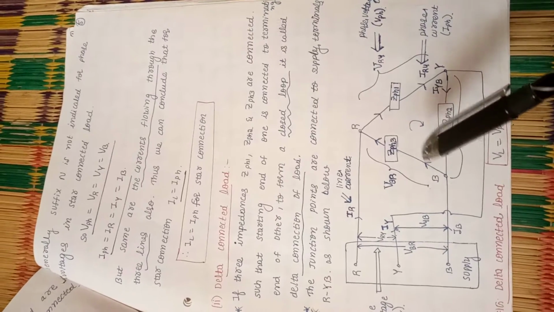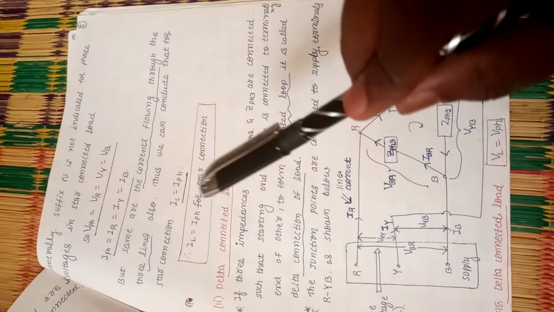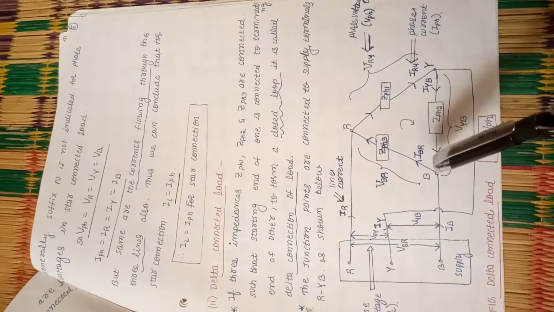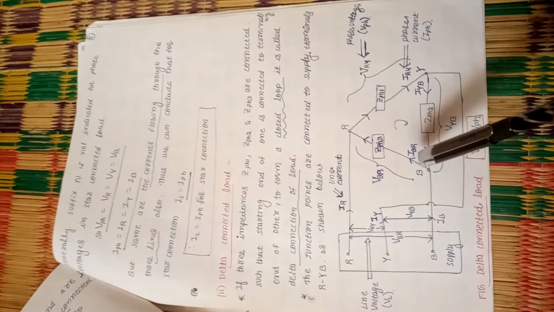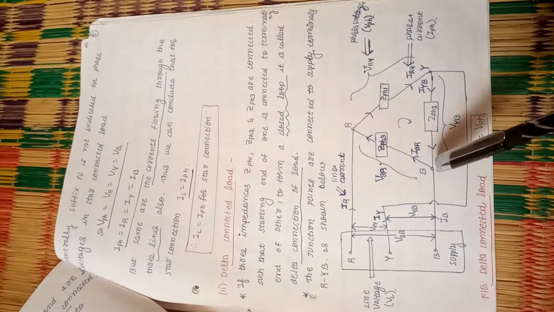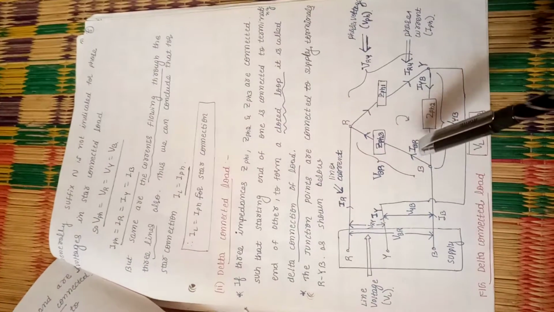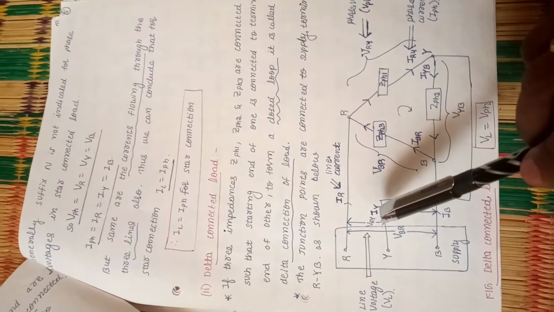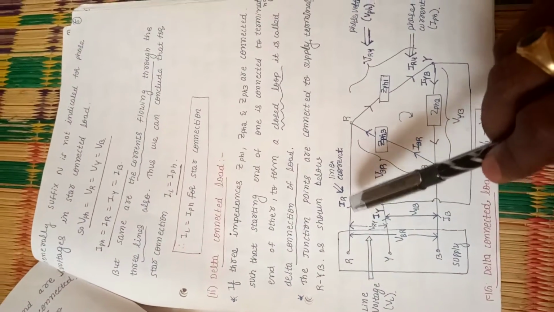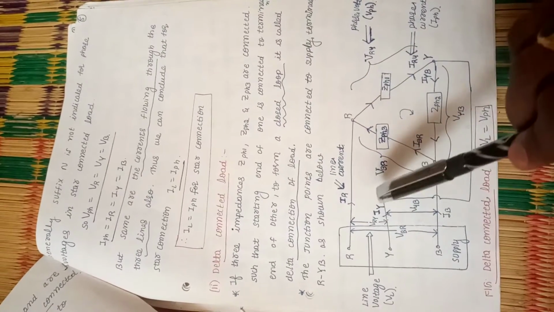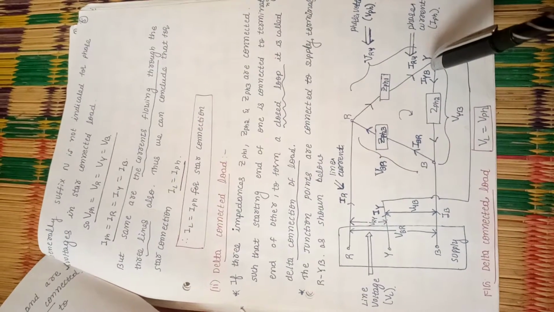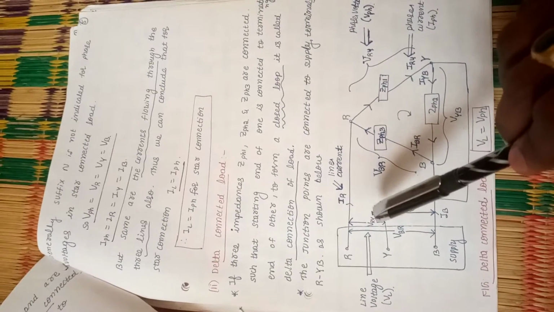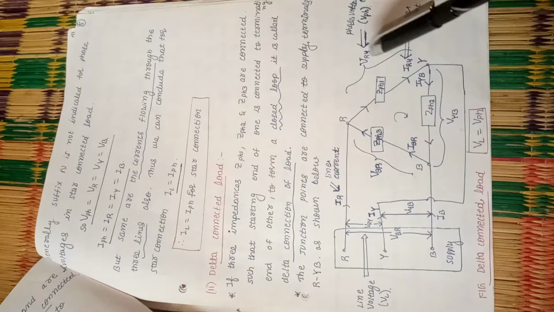In the previous case of star connection, the line current is equal to phase current, but in this case the currents are not equal, while the phase voltage and line voltage are equal. How? Carefully observe here: this is the line voltage VRY, connected to R at one end and Y at the other end. So this load is in parallel with this combination, therefore VRY is equal to this voltage.